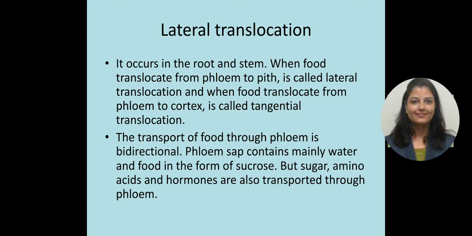Okay, so the transport of food through the phloem is bidirectional. Bidirectional means it is going in two different directions. The phloem sap contains mainly water and food in the form of sucrose, but sugars, amino acids and hormones are also transported through the phloem.